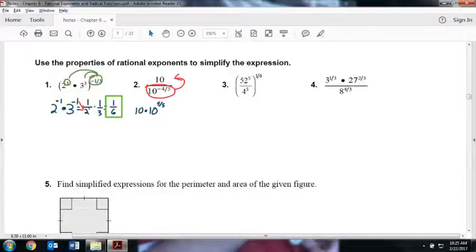Anyways, back to number 2. We're multiplying these, and we're multiplying the same base. Since they're both the same base, we add the exponents. So 1 plus 4/5, I'm sorry, is 9/5. Okay? And we could multiply that whole thing out, but this is actually the simplest way to do it right here.